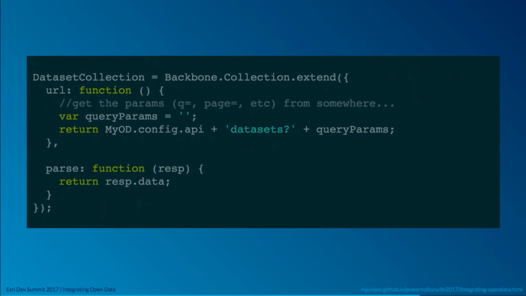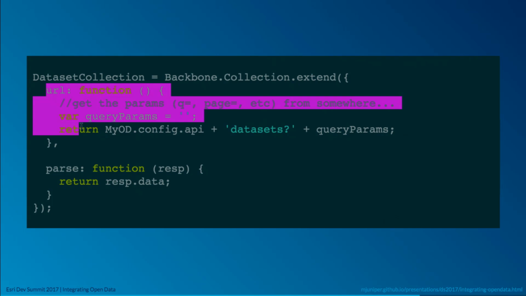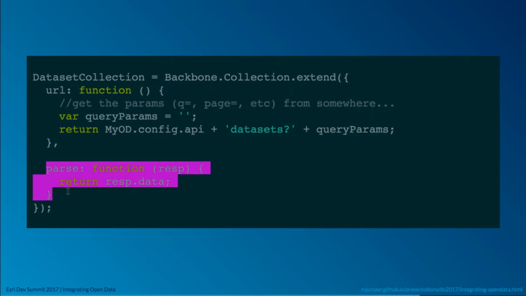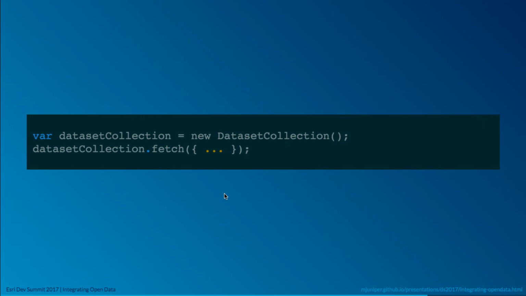Backbone has the notion of a collection that knows how to talk to JSON endpoints. It doesn't speak JSON API, but all you really have to do to get it to talk to the Open Data API is tell it how to construct URLs. That's what's going on right there. And then tell it how to speak JSON API, which is what's going on there at the bottom. Pretty simple. And then you can use that dataset collection, new it, and then call fetch on it, passing it search parameters, and now you've got data sets.